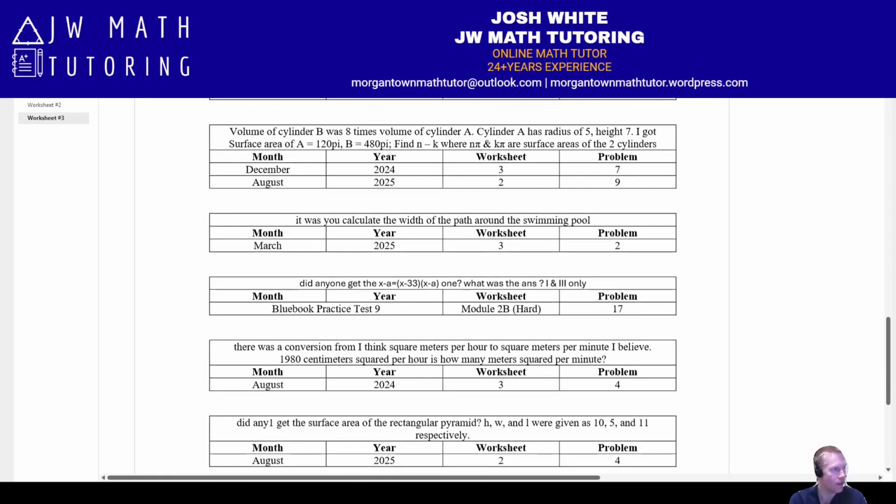All right, the next one. This is the problem type where you have 2 cylinders, and notice it could also be different 3D figures. It doesn't have to be cylinders. Sometimes it's rectangular prisms, i.e. boxes, but you have 2 similar 3D figures, right?